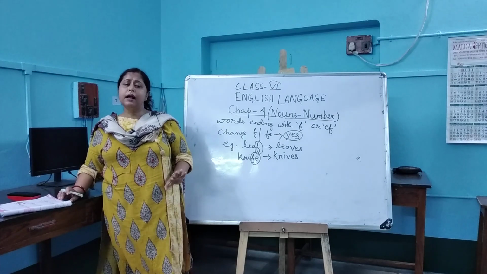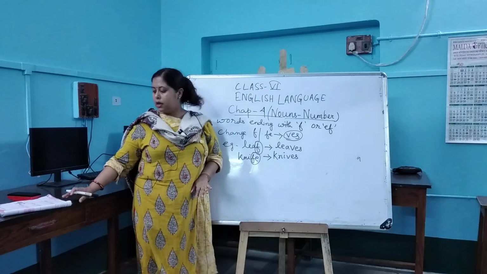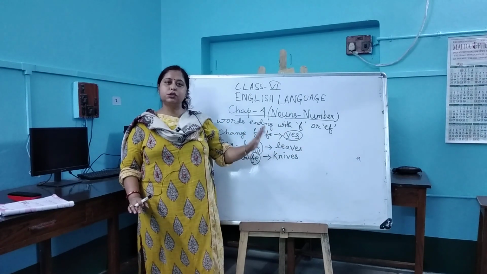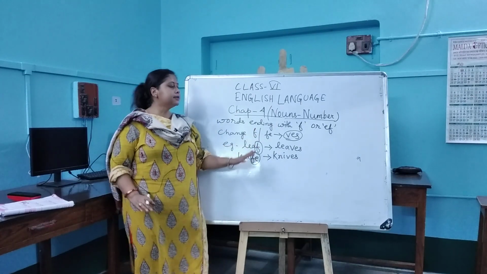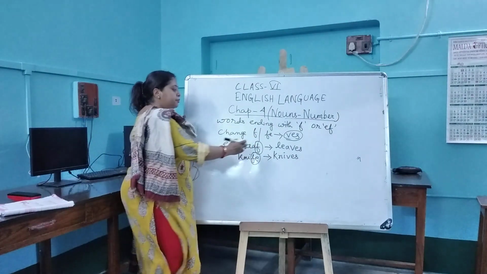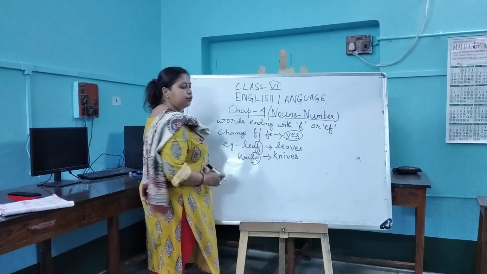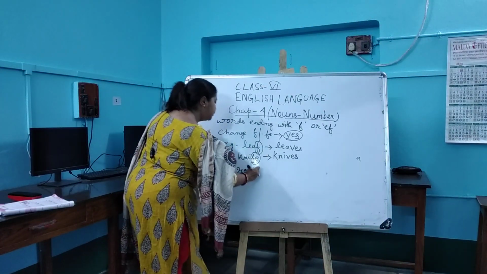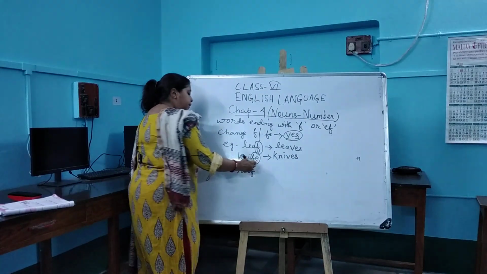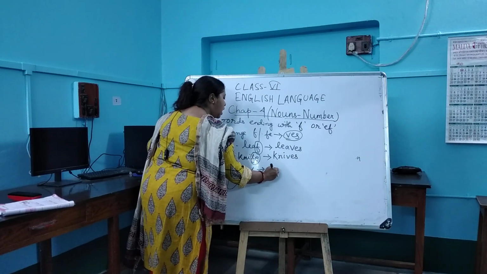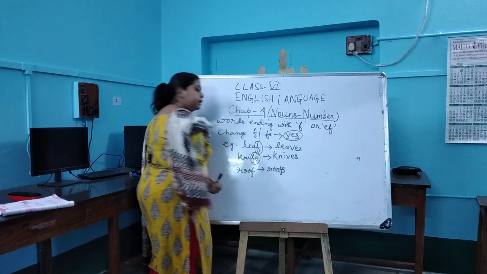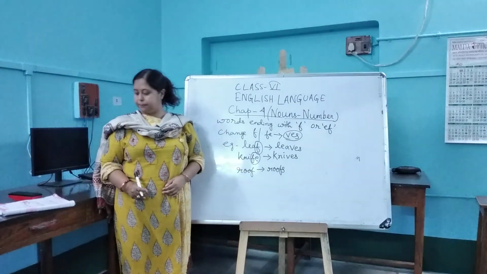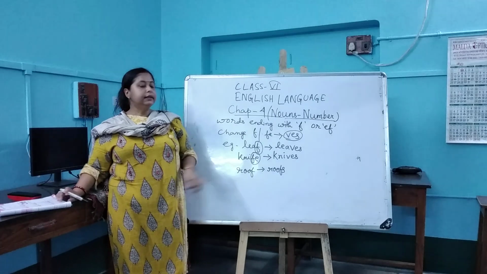But there are some exceptions, some nouns which do not change into ves. We just add s to those nouns. There are some exceptions in which the letter f does not change to v. We add only s, like roof, R-O-O-F. It also ends with f, but we don't say R-O-O-V-E-S. We say R-O-O-F-S, roofs. This is the second rule.